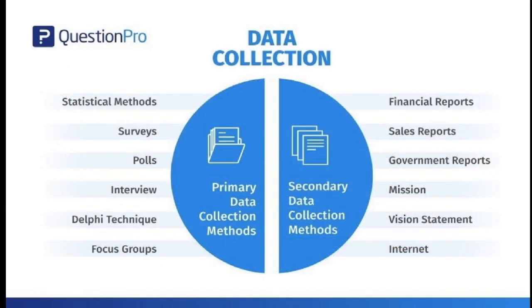So how does data collection take place? Data collection is primarily subdivided into two major parts known as primary data collection methods and secondary data collection methods. Under primary data collection methods, we have statistical methods, surveys, polls, interviews, Delphi technique, and then focus groups. Under secondary data collection, we can simply depend upon financial reports, sales reports, government reports, mission and vision statements, the internet, and so on.